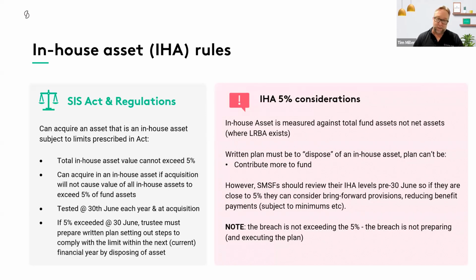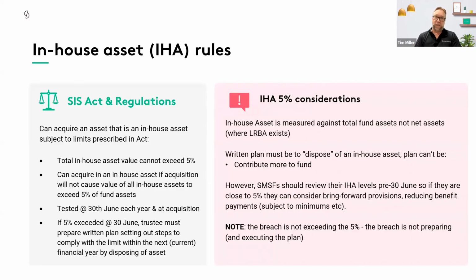Now, this is where the legislation becomes interesting, because going over 5% is not actually the breach, right? Going over 5% is not the breach of the legislation. What the legislation says is, when you do the formula to determine your valuation, and that formula is based on gross value of the assets, not net value. So if you've got LRBAs, you don't take the borrowings into consideration. You take the value of the asset and you measure against the in-house assets.